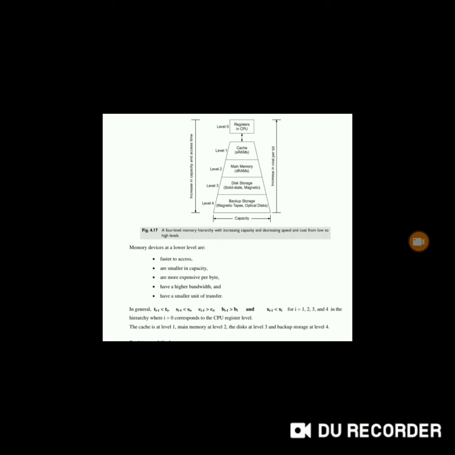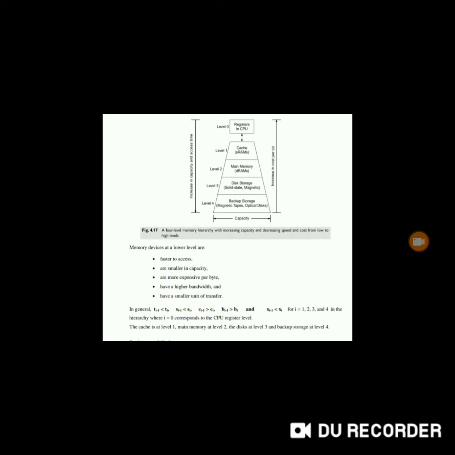Memory devices at the lower levels are faster to access, smaller in capacity, more expensive per byte, have a higher bandwidth and have a smaller unit of transfer. So in general, T of i minus 1 is less than Ti, S of i minus 1 is less than Si, C of i minus 1 is greater than Ci, and B of i minus 1 is greater than Bi, where X of i minus 1 is less than Xi, for i equal to 1, 2, 3 up to 4.